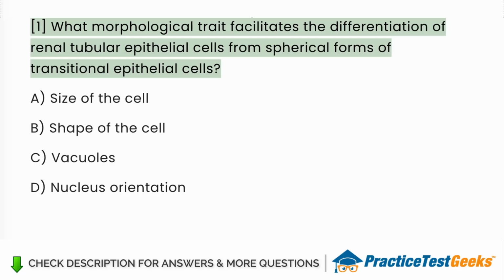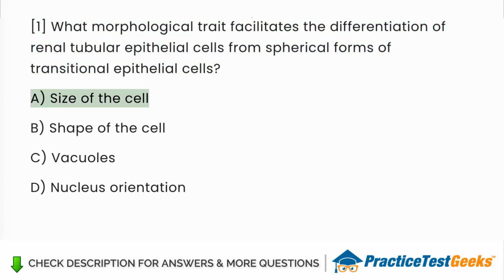What morphological trait facilitates the differentiation of renal tubular epithelial cells from spherical forms of transitional epithelial cells? A. Size of the cell. B. Shape of the cell. C. Vacuoles. D. Nucleus orientation.